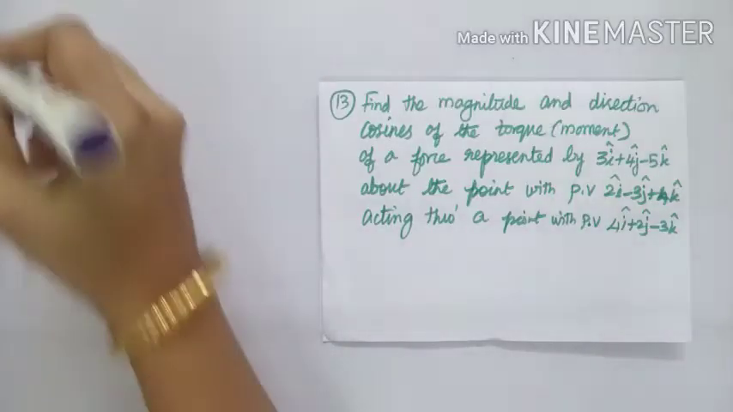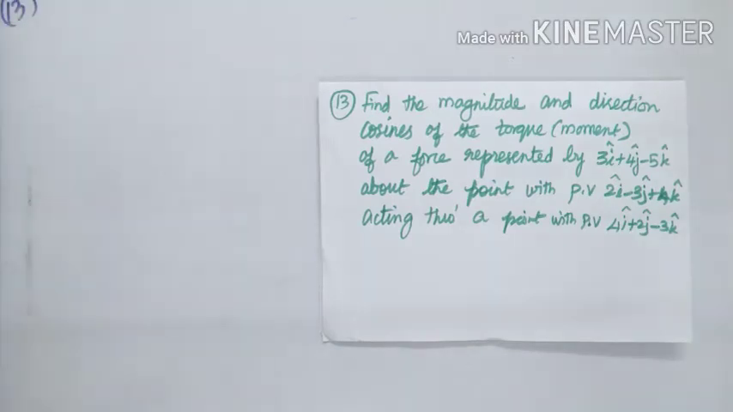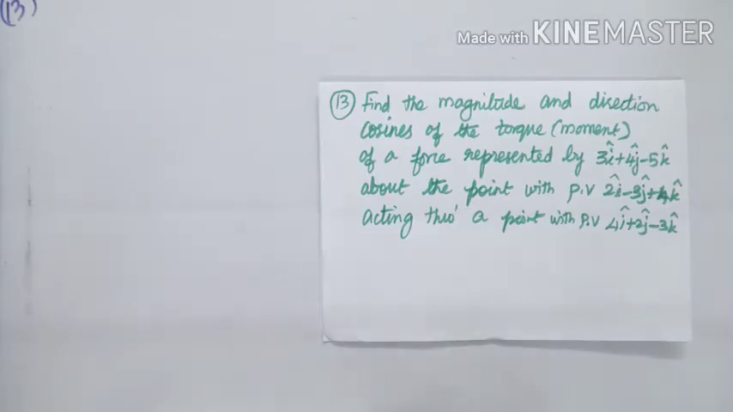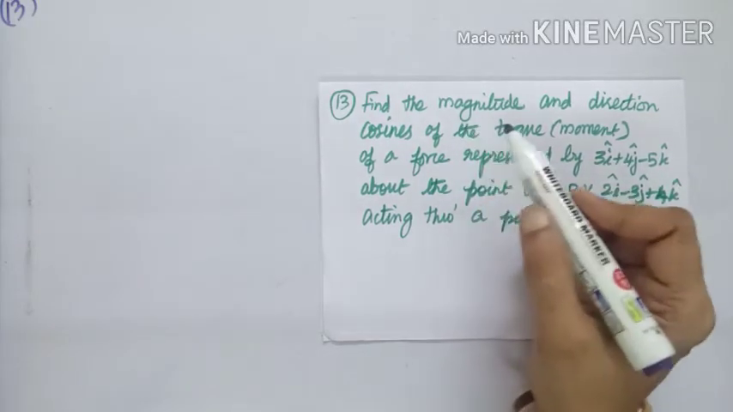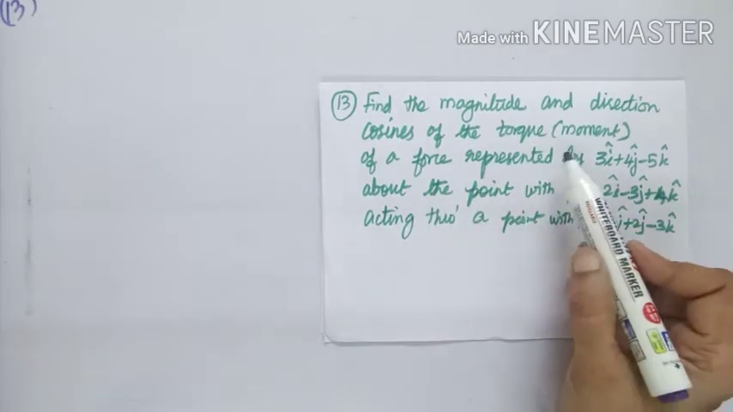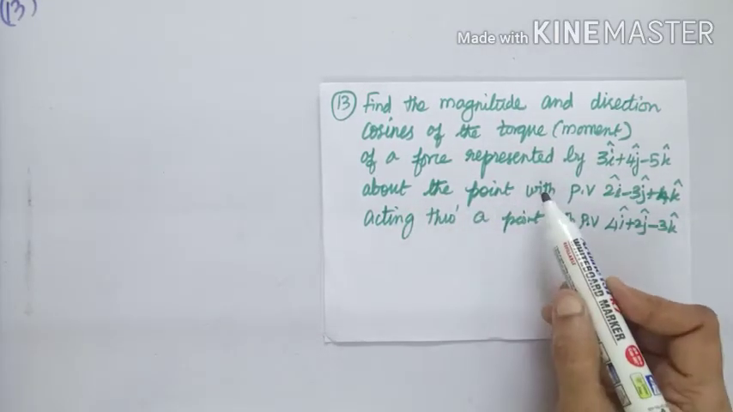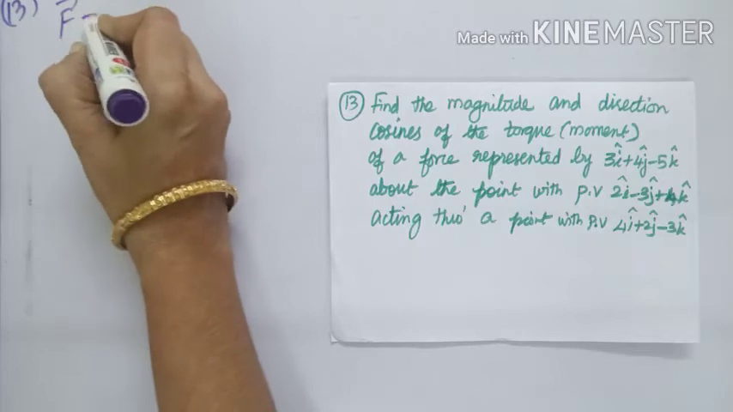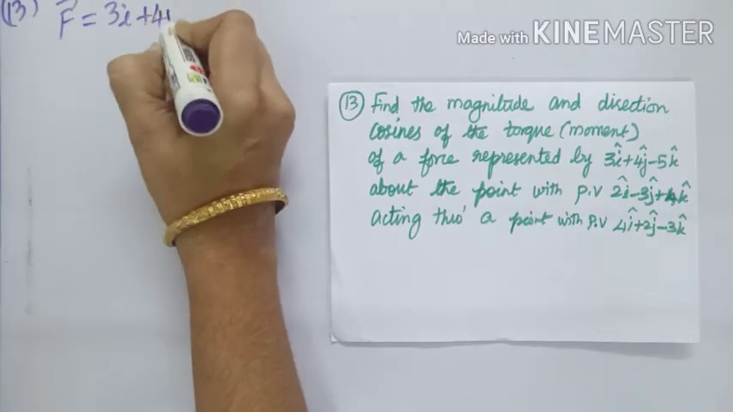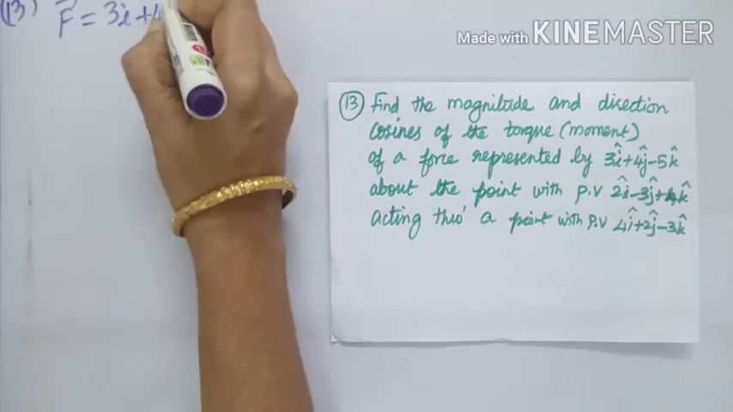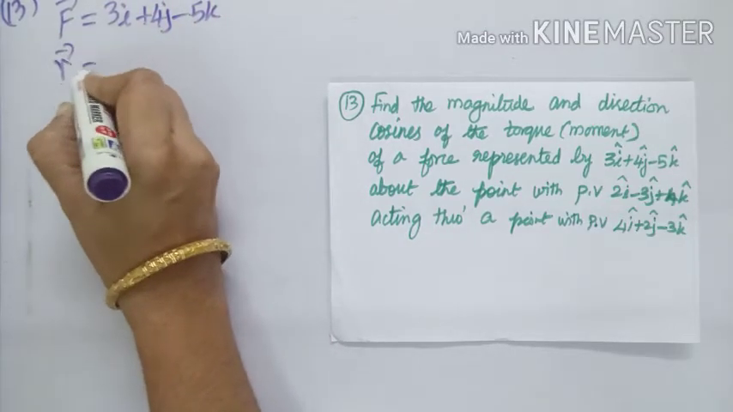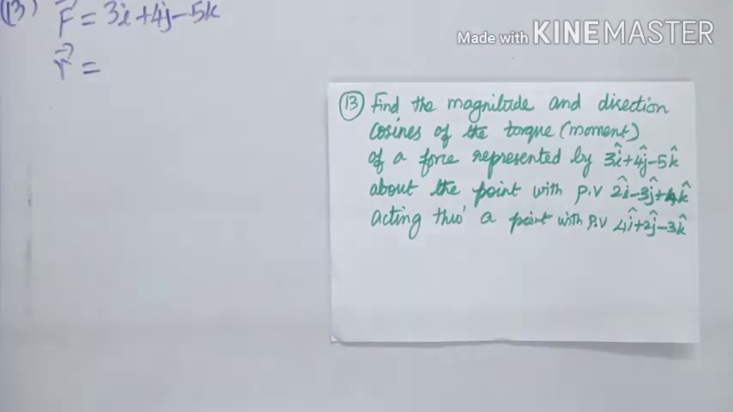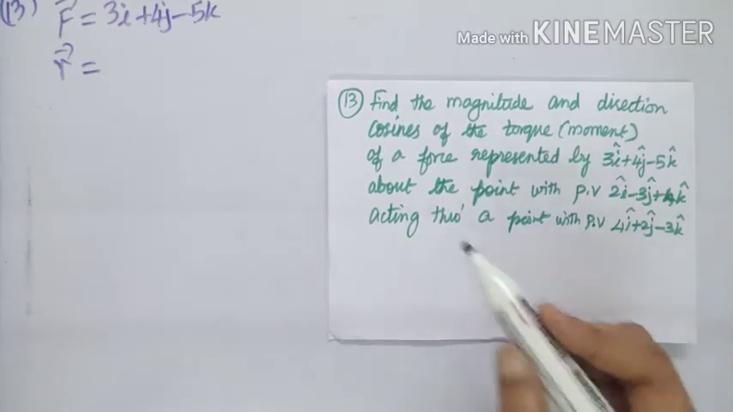Question number 13. We are going to find out torque, or in other words I can say moment of a force. What is all given in the question? Find magnitude and direction cosines of the moment of a force represented by, only one force is given, so call it as F. F is equal to 3I plus 4J minus 5K. Then I need to find out what is R. What is R formula? Through the point minus about the point.